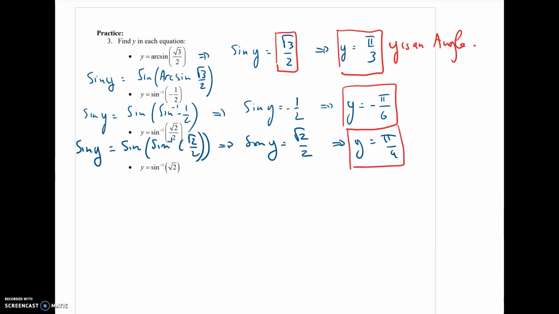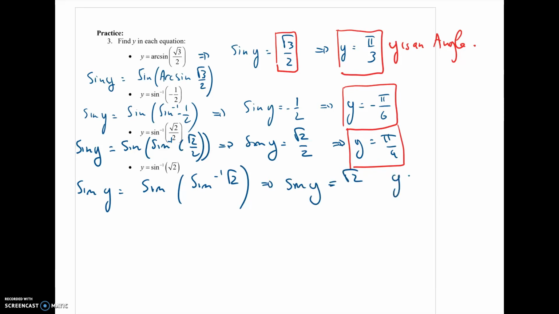Now, for the last one, sine y equals the sine of sine minus 1 of square root of 2. That implies sine y equals square root of 2. So therefore, y equals, and I let you find this one. I will ask you a question on that puzzle on this one.